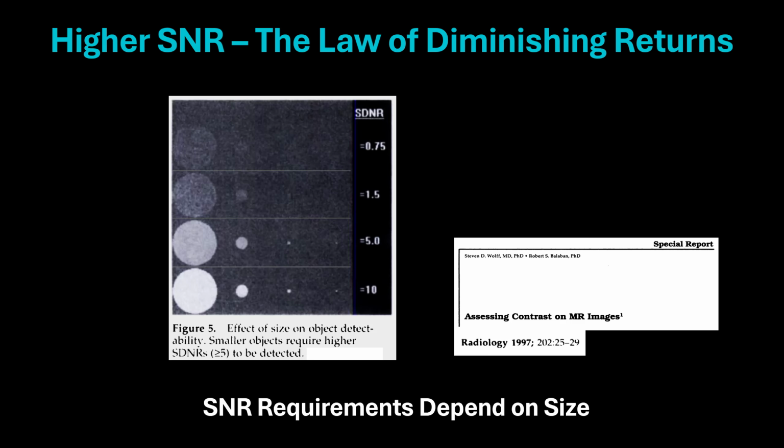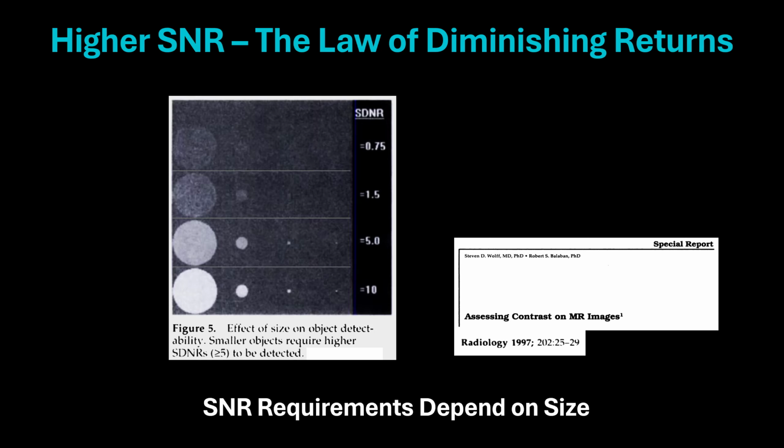Decades ago, we explored this with simulations. Here are 4 discs of different sizes, each shown at progressively higher SNR. It teaches 2 lessons. First, higher SNR does improve visibility, but with diminishing returns. Past a point, more SNR buys precision you don't need.